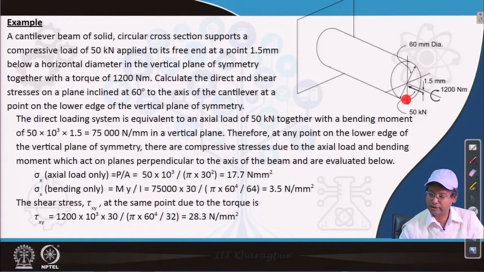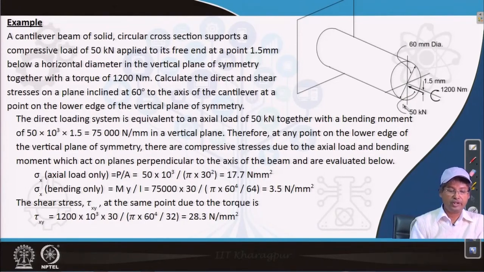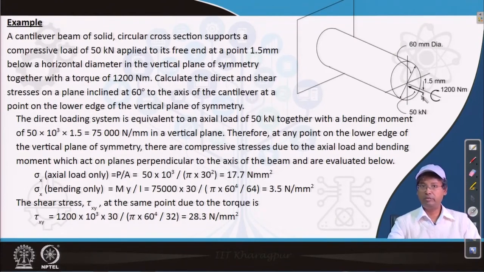So, it is asked that at this point, what is the shear stress on a plane inclined 60 degree to the axis? So, we need to find out that. It is a combined bending, axial and torsion problem. There are two external loads, one is this axial load, the other is torsion, but since the axial load is not acting on the axis of symmetry, it will produce some moment.